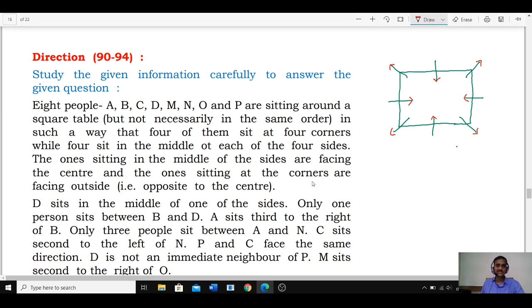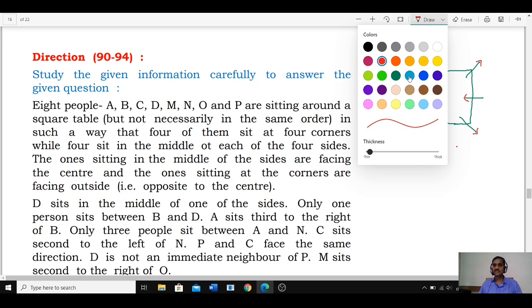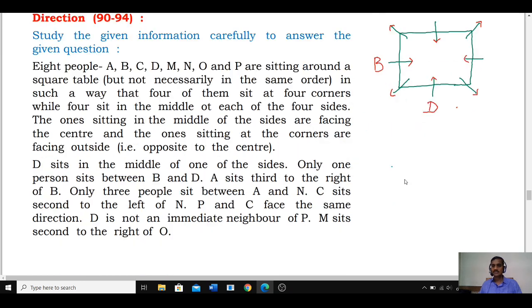Then first, D sits in the middle of one of the sides. Hence I am fixing D at this place. Only one person between D and B, so B can be anywhere. How many possibilities do we have? We have 2 different possibilities. As there are 2 different possibilities, now let us write the second possibility like this.